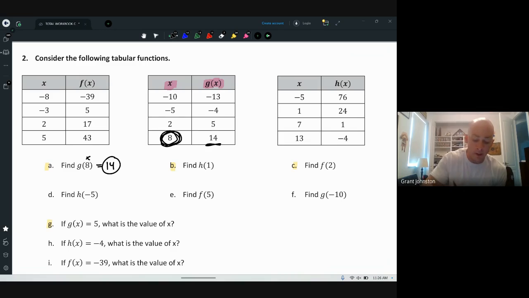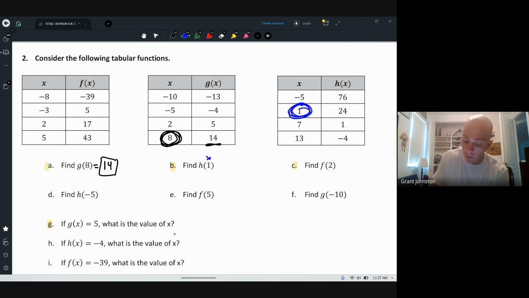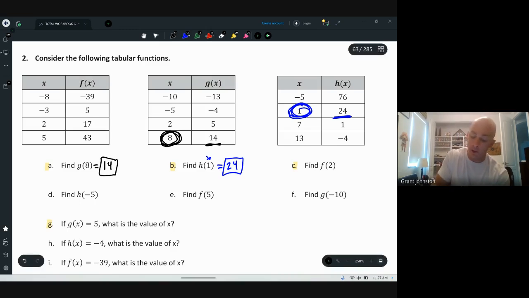So then if I do h of 1, now I'm looking at the h function. So h of 1. Remember, input, that's our x, that's our 1. We get 24. So h of 1 is 24. f of 2, so now we're looking at the f table. f of 2, there's 2 for our input, and it's 17.